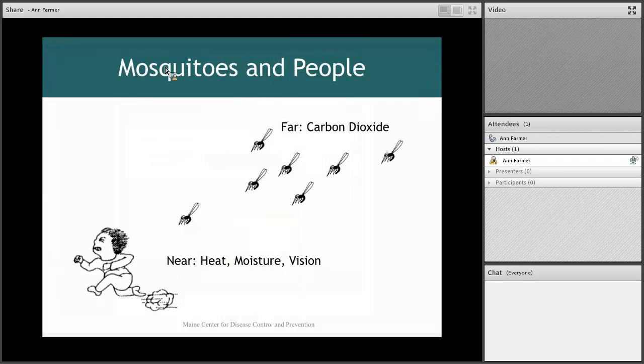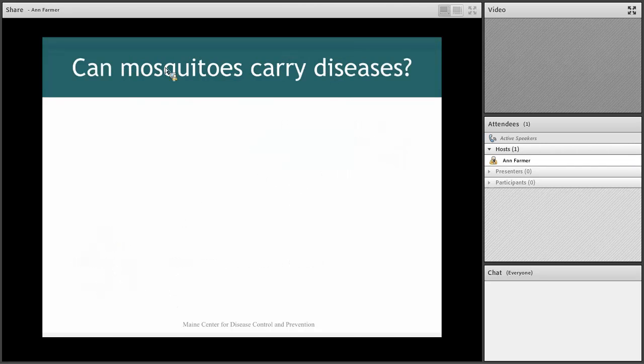So here we are going to talk about mosquitoes and people. All humans and animals exhale carbon dioxide when we breathe, which attracts mosquitoes. When a female mosquito senses carbon dioxide, she flies toward it. As she gets closer, she is attracted by the heat and moisture our bodies give off, and they can also see the person. So there are 2 ways for mosquitoes to find us.